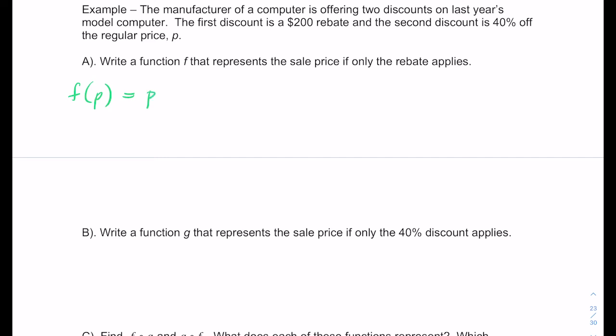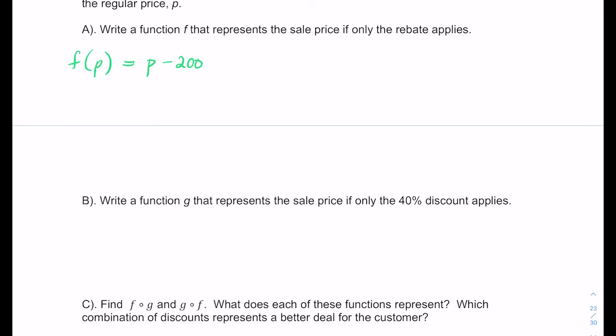Well, if your price is p, you're getting to keep $200. So you're taking the price and subtracting 200. And that's your final sale price. It's just p minus 200. So in other words, if the price of the computer was $1,000 and you sent away for a $200 rebate, you would really only be paying $1,000 minus 200 or $800.